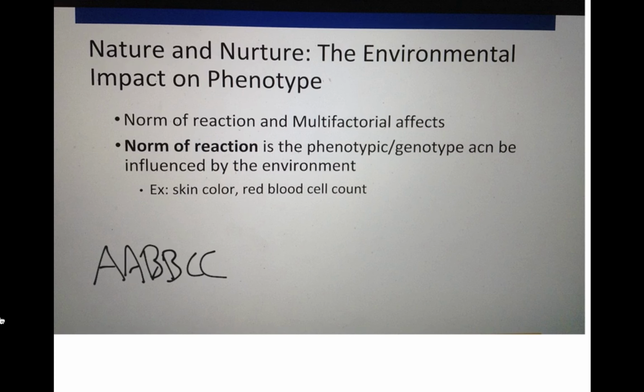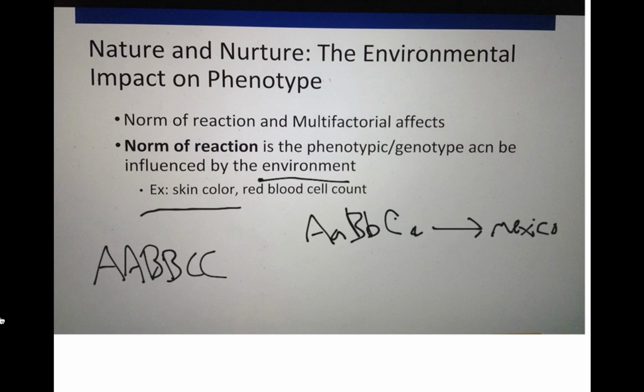Norm of reaction and multifactorial effects are the idea that, yes, you may be dark complected if you have this skin color. Well, let's say you were something in the middle of the two extremes. Let's say you are capital A, lowercase a, capital B, lowercase b, capital C, lowercase c, and you normally live in, I don't know, Georgia, Virginia, somewhere that's not too extreme in temperature. Let's say you move to Mexico because you want to get away. Your skin color is probably naturally going to change as your body adjusts when you tan, when you're exposed to the extreme sunlight. So environment can also have an influence on certain phenotypes.